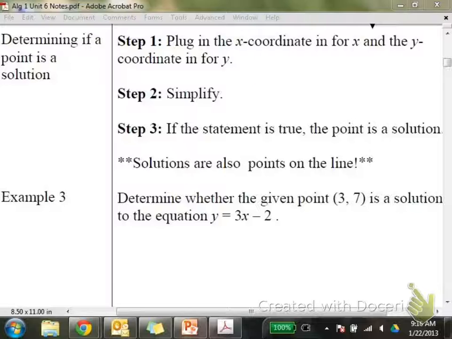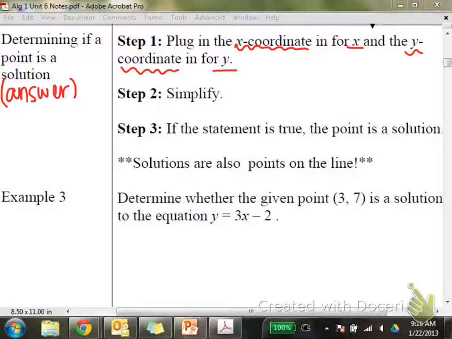Answer. So solution or answer, same thing. Okay? So first step, you are going to plug in the x-coordinate for x and the y-coordinate for y. So you can see example 3 down below. I will give you a point and I will give you an equation. You have to plug in x for x and y for y and then simplify.